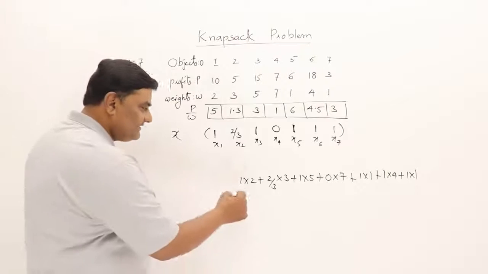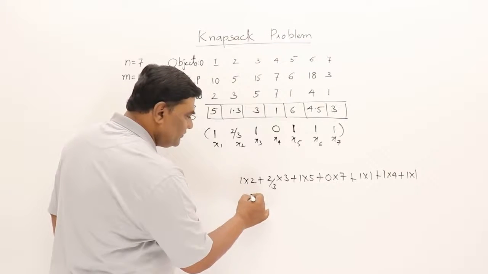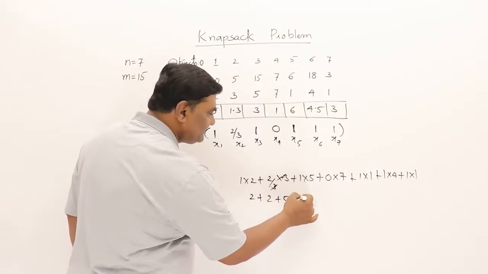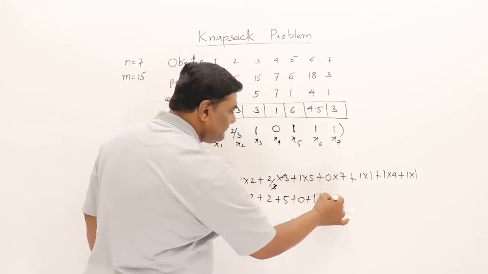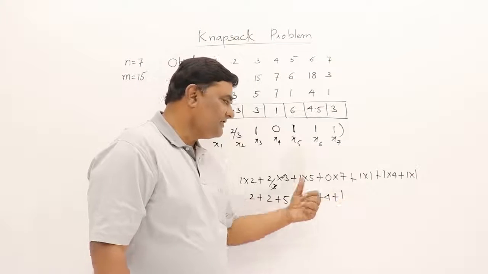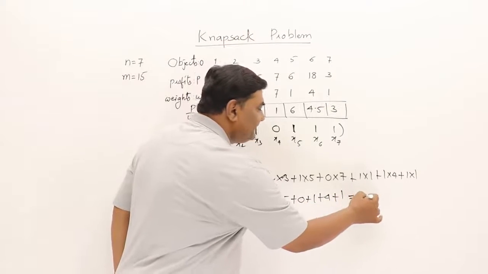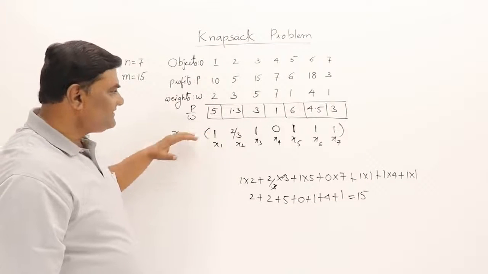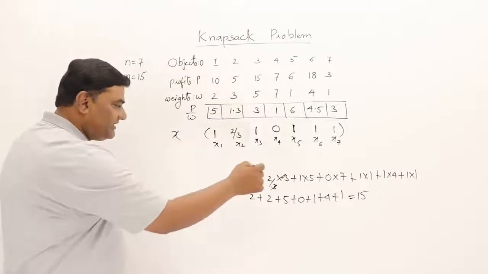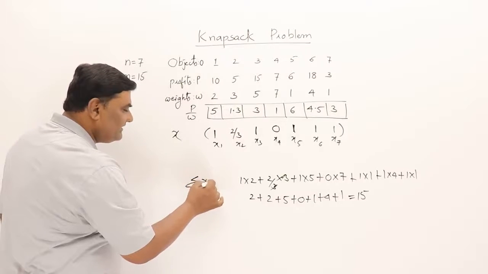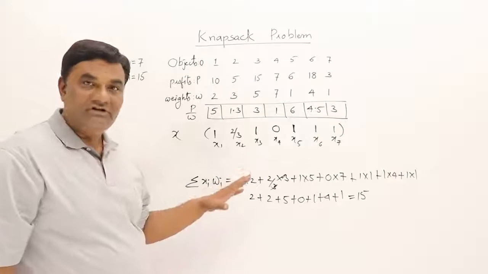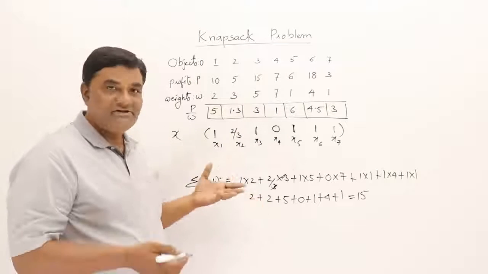If I take this, it is 2 plus 2 plus 5 plus 0 plus 1 plus 4 plus 1. So this is 9, 10, 14 plus 1, 15. So yes, the total weight is 15 only. See, these are the x values, from 0 to 1, that I am multiplying with weights. So what is this? Sum of xi into weight wi, and that is less than or equal to 15. So I have found out the total weight. I was just subtracting, now I am just verifying it.